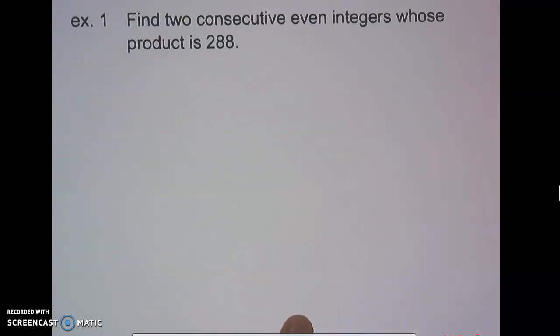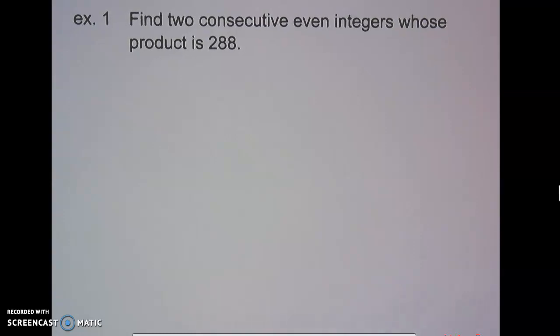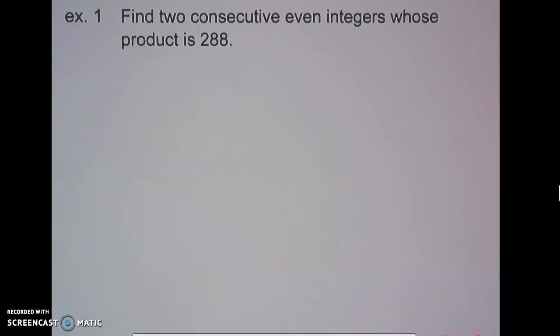So let's take a look at the first type of question. We're going to look at three different types today. The first type: find two consecutive even integers whose product is 288. So first we've got to figure out what that even means. It says two consecutive even integers. Well, that means that we need two even numbers that are right in a row. So 2 and 4 are consecutive even integers, or 8 and 10, something like that. Obviously, we know that those aren't our numbers because those don't give us a product of 288.